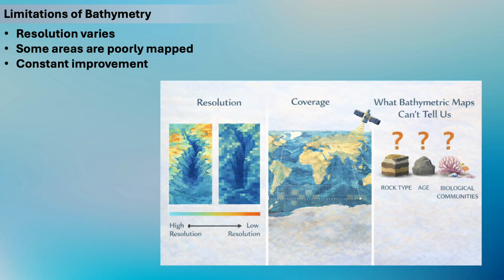Finally, bathymetric maps represent the shape of the seafloor, but they do not tell us everything. They do not tell us the type of rock that makes up the seafloor or the type of sediment. It also doesn't tell us the age of that rock or that sediment. And it tells nothing about the biological communities that live on the seafloor there. So the key takeaway is that bathymetry is a powerful tool, but it works best when combined with other methods, and it continues to improve as new data are collected.